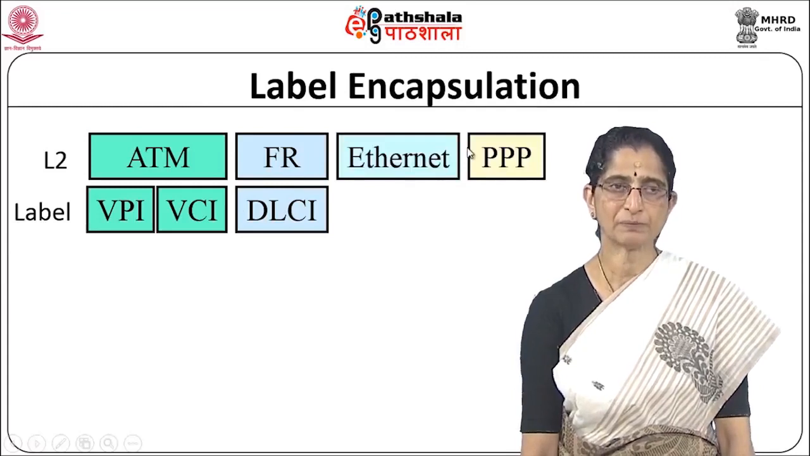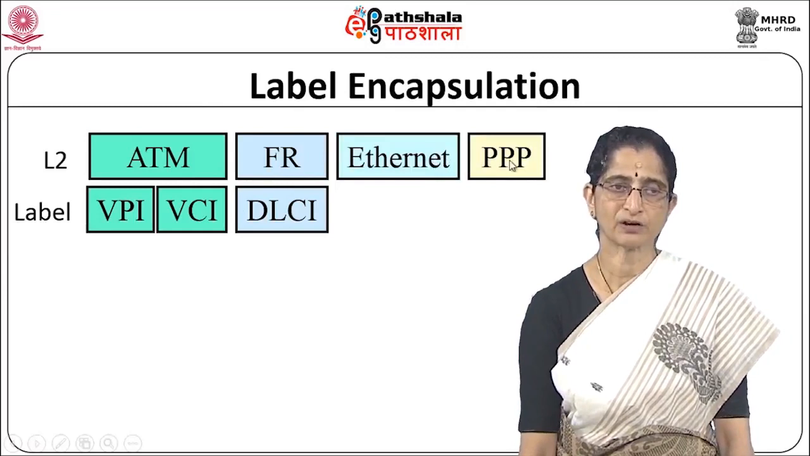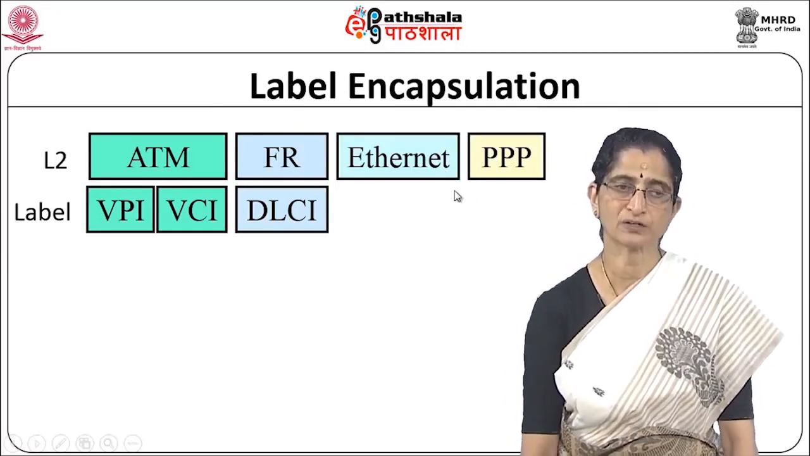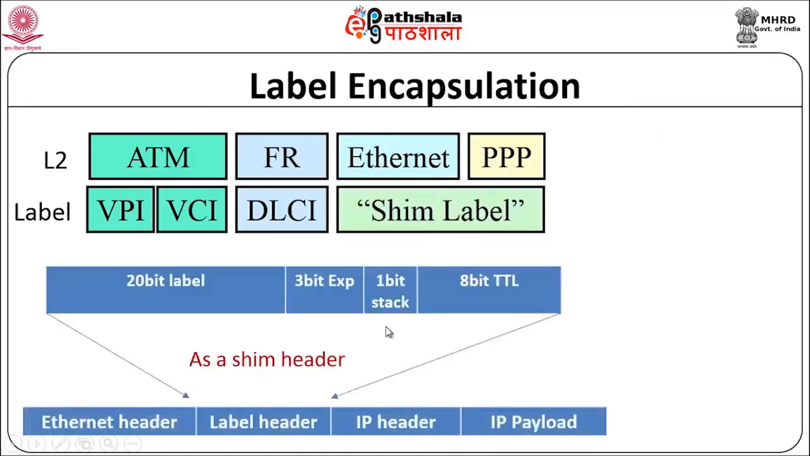But if Ethernet or PPP protocols are used at the L2 layer, there is no provision for any additional information to be overlaid. So what we do here is use what is called a shim label. A shim label is inserted between the L2 and L3 layers. So you have the Ethernet header here and the IP header here, the L2 header and the L3 header, and this is where the MPLS label is inserted. So it is called a shim header. This is basically how MPLS will be encapsulated when you are using Ethernet and IP.